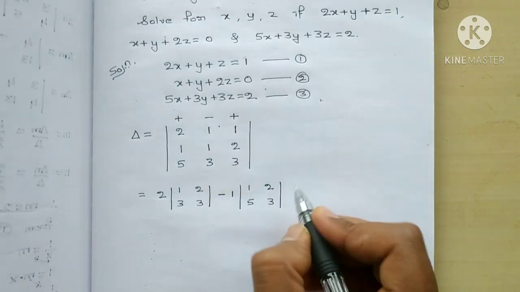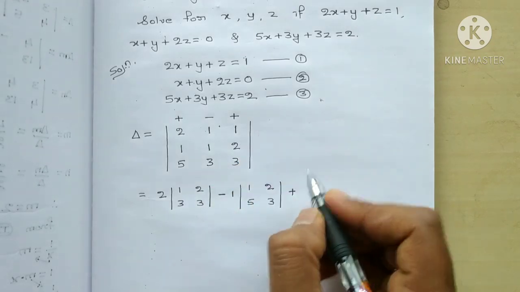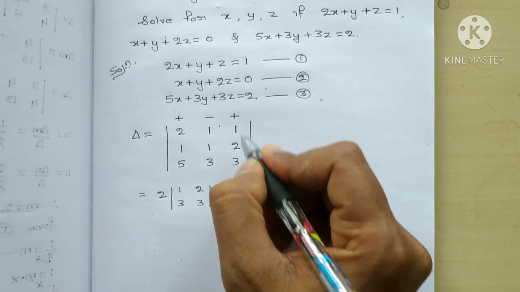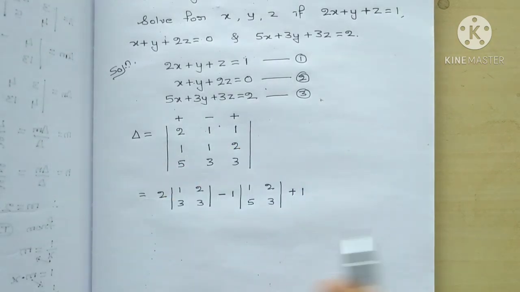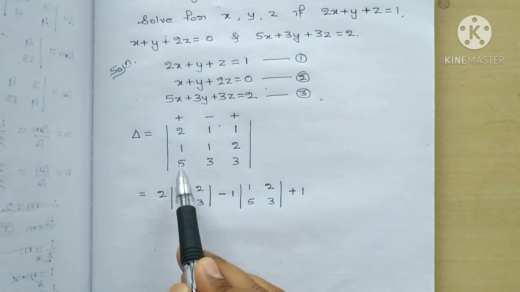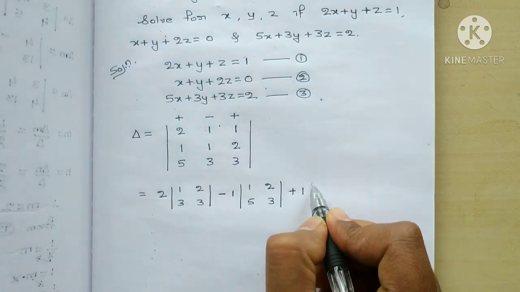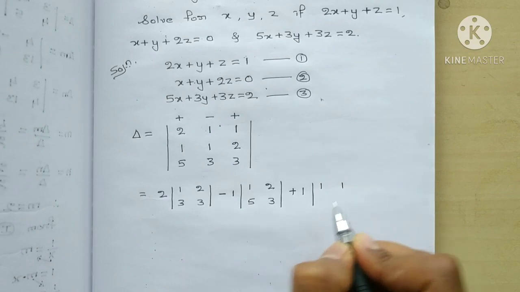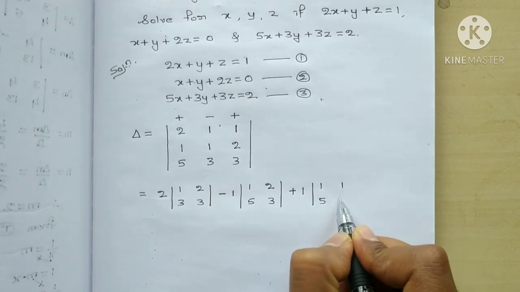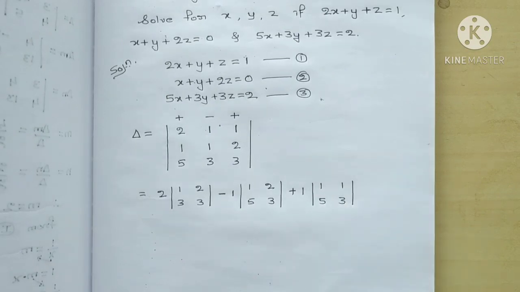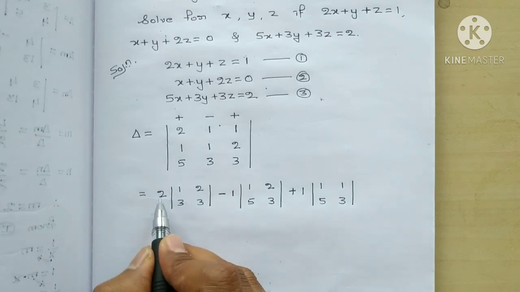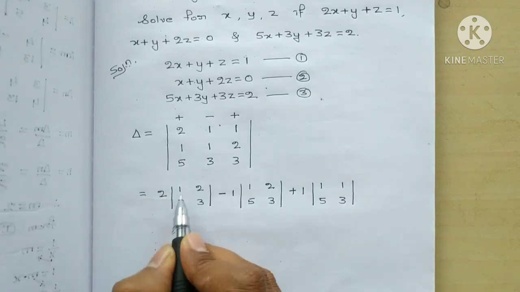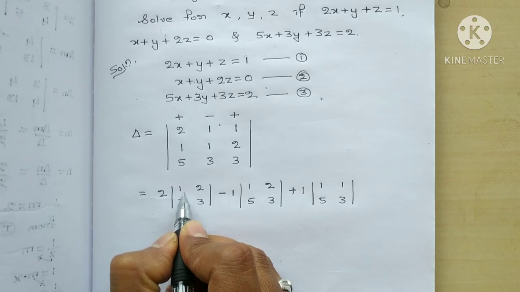Next, plus sign, plus, the next element is 1. Delete that column and that particular row, the remaining elements are 1, 1, 5, 3. So this is the first step. Next step, keep these values as they are. Here you need to apply the second order determinant rule.